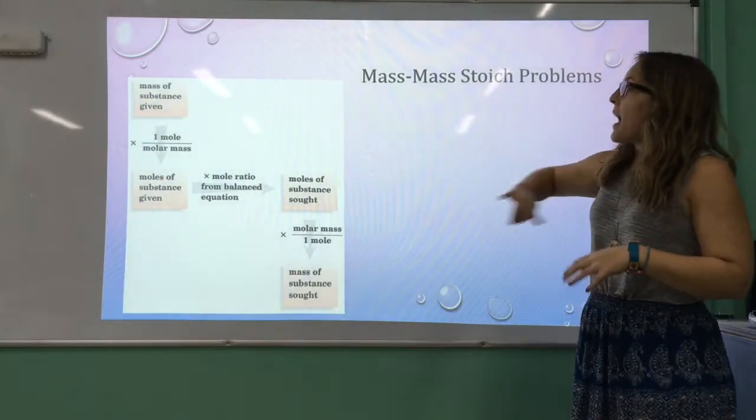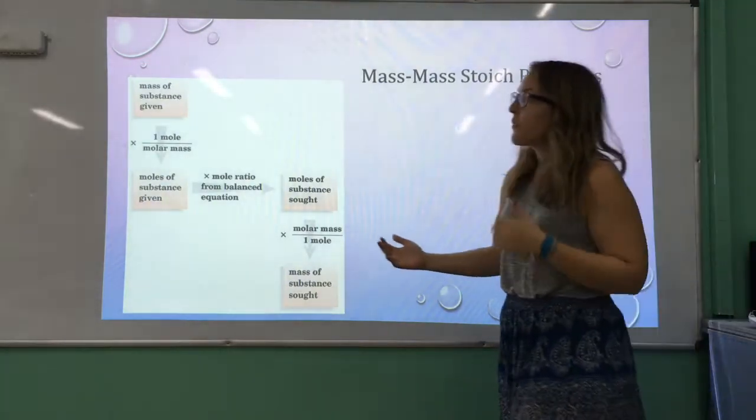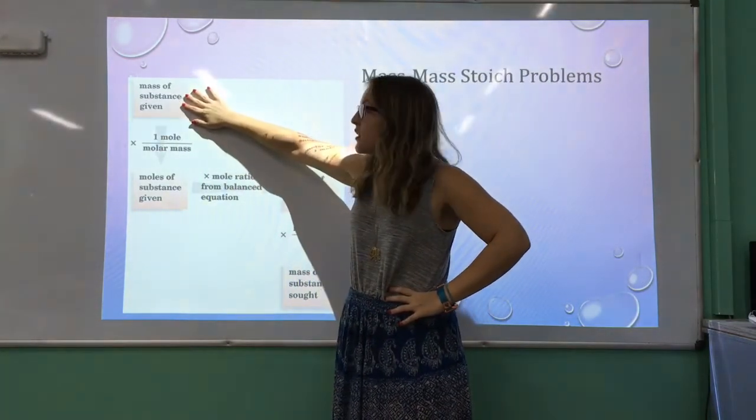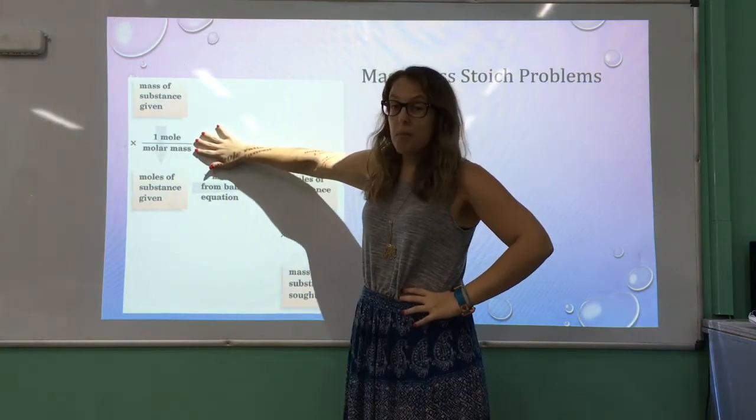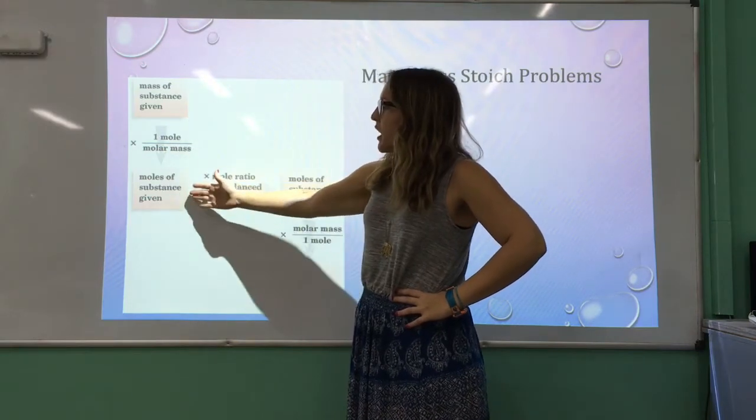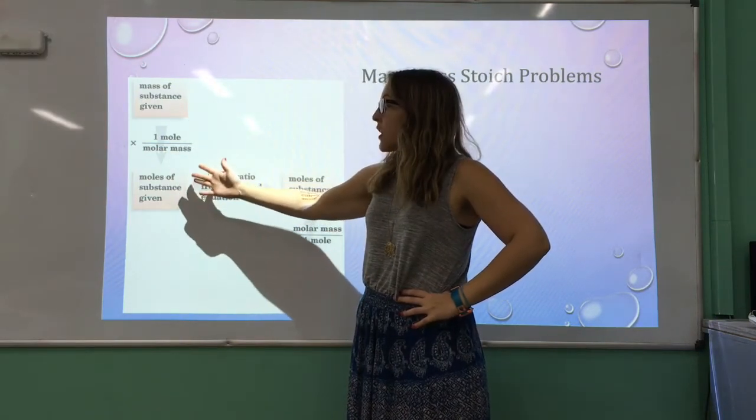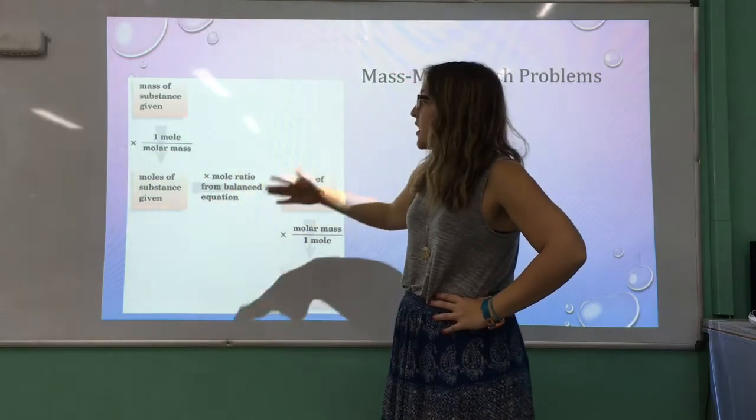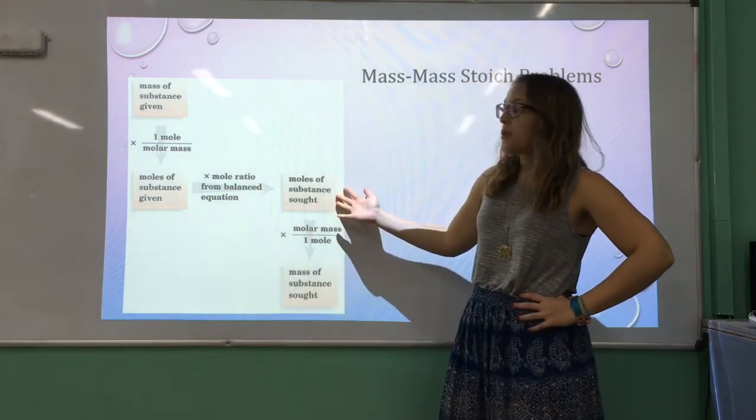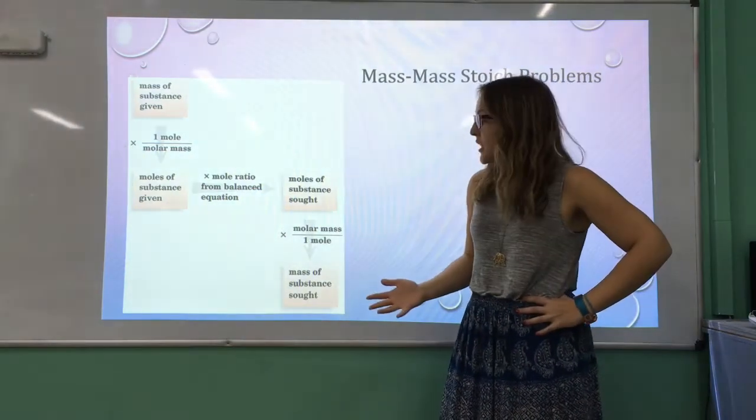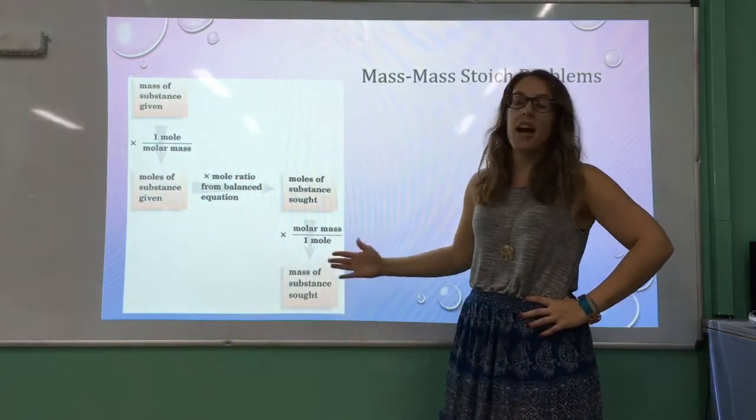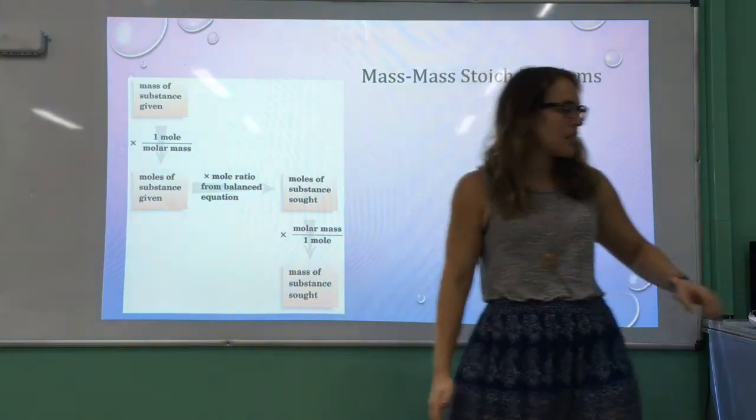So then looking at mass to mass stoich problems. Once again, like before, if you are given the mass of a substance, you can use the molar mass, which is mass per moles, and that will give you the moles of a given substance. Then you can use the mole ratio, and that will give you the moles of the unknown substance. Then you can use the molar mass of the unknown substance and find the mass of the unknown substance.